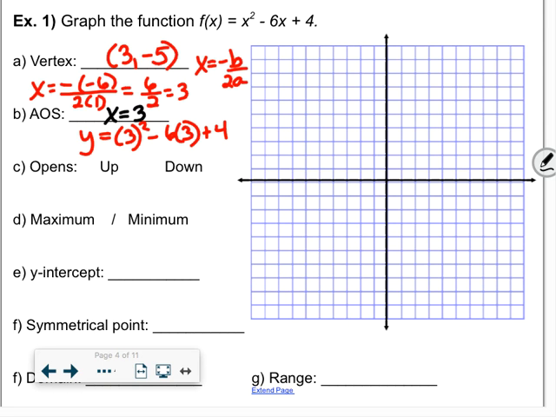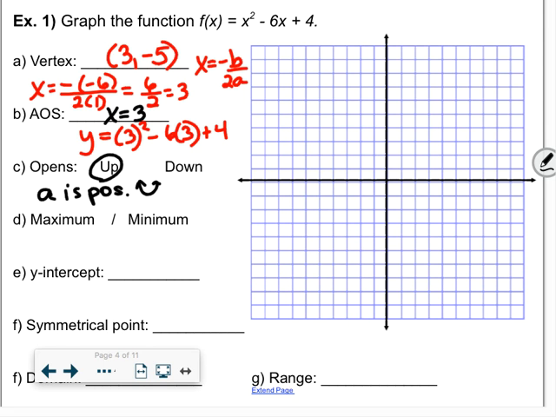Does this open up or down? And how do you know? It opens up. How do you know, Alex? Because the a value is positive. Okay, if a is positive, it's going to open up. And a is in front of x squared. It's in the same spot, vertex form or standard form. It's in front of where your x is.